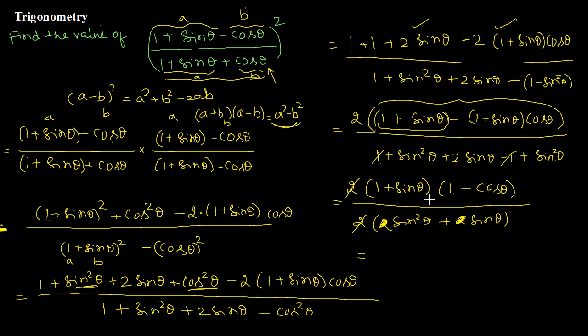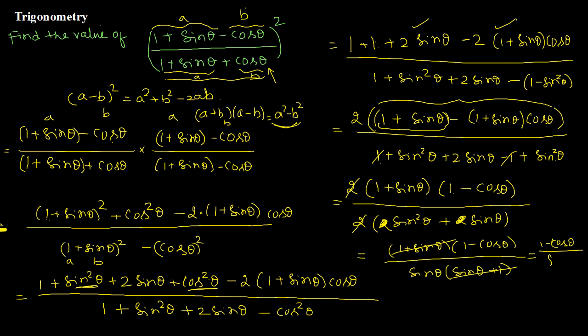So next, I can't do anything with this. Even if I multiply, I'll get back the same numerator as before. So we have to work on the denominator. 1 plus sin θ, 1 minus cos θ, divided by, if I take sin θ common, I'll be left with sin θ plus 1. Let's verify that. Sin θ into sin θ is sin² θ, plus sin θ multiplied by 1. So 1 plus sin θ or sin θ plus 1, they get cancelled. I'll be left with (1 − cos θ) divided by sin θ.